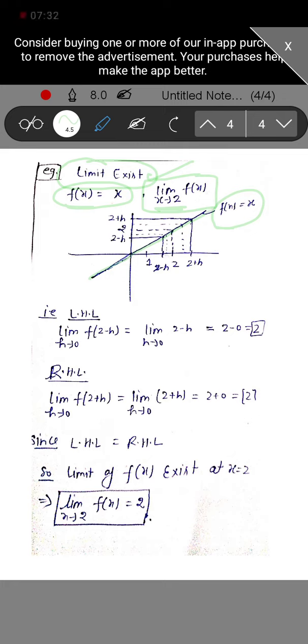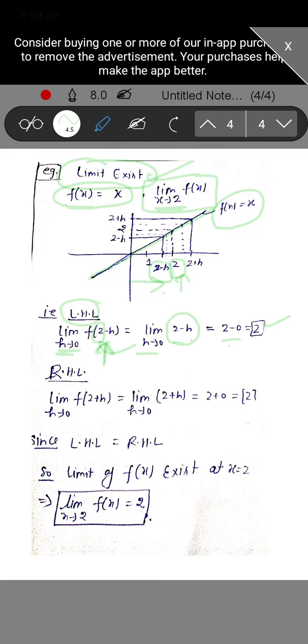So this is the point x equal to 2, and as we approach along the left hand limit, that means 2 minus h, we are approaching toward 2. That means as h is going to 0, this value will approach 2, but it is approaching from the left hand side. Why left hand side? Because we are subtracting h from 2, as I have explained previously. So when we approach from the left hand side, by the definition this value is 2 minus h, and as h approaches 0, we get 2 minus 0, that is, it is going to 2.